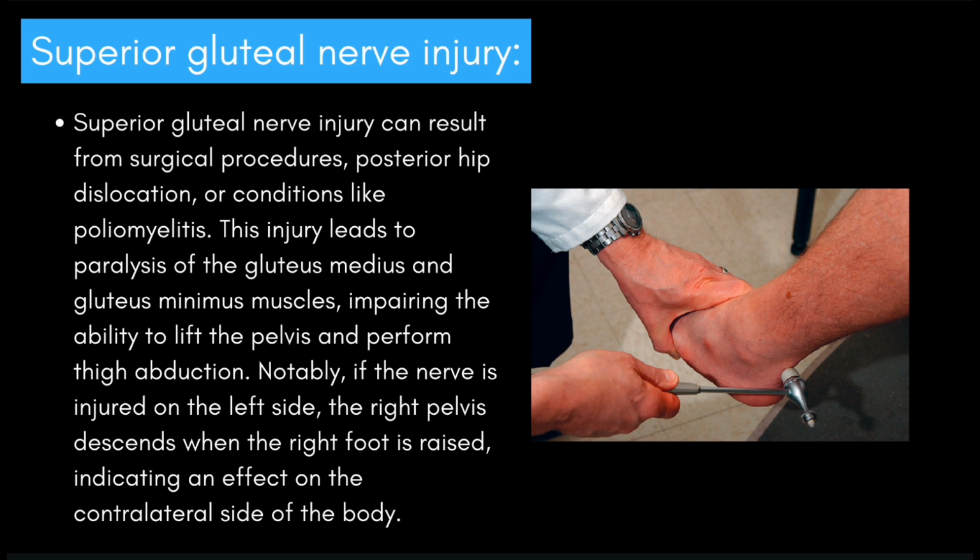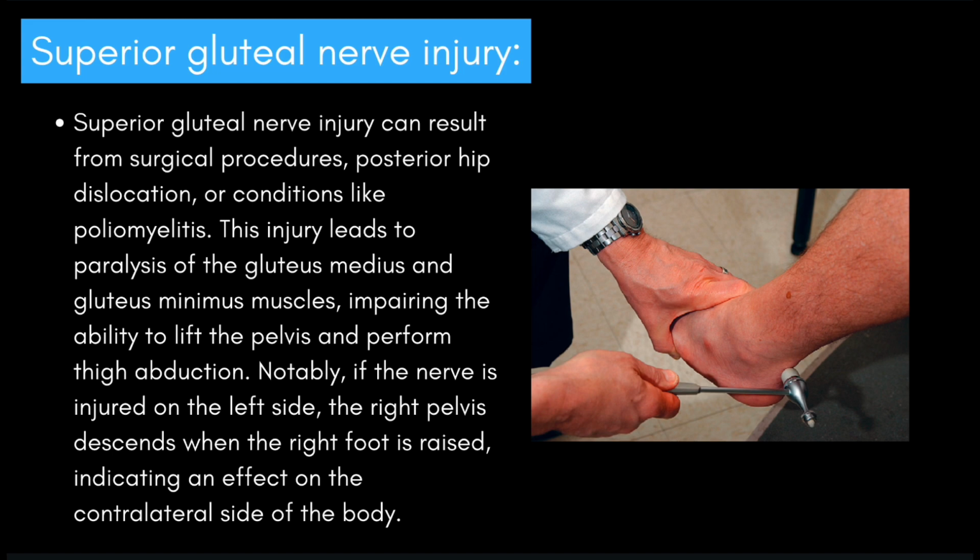I'd like to start off by talking about what a superior gluteal nerve injury is. Superior gluteal nerve injury can result from surgical procedures, posterior hip dislocation, or conditions like poliomyelitis. This injury leads to paralysis of the gluteus medius and gluteus minimus muscles, impairing the ability to lift the pelvis and perform thigh abduction. Notably, if the nerve is injured on the left side, the right pelvis descends when the right foot is raised, indicating an effect on the contralateral side of the body.